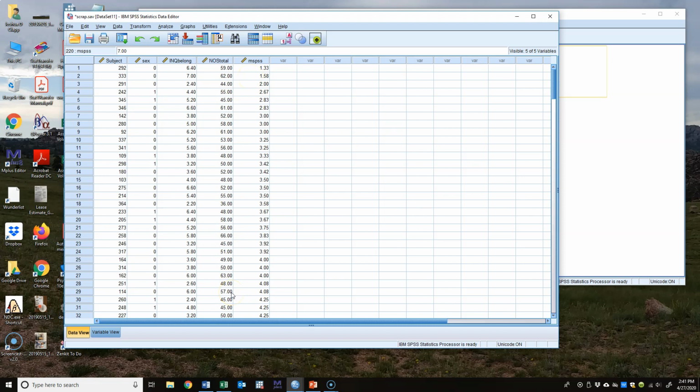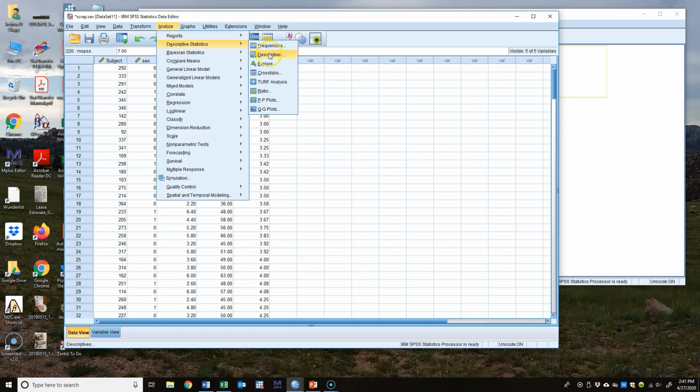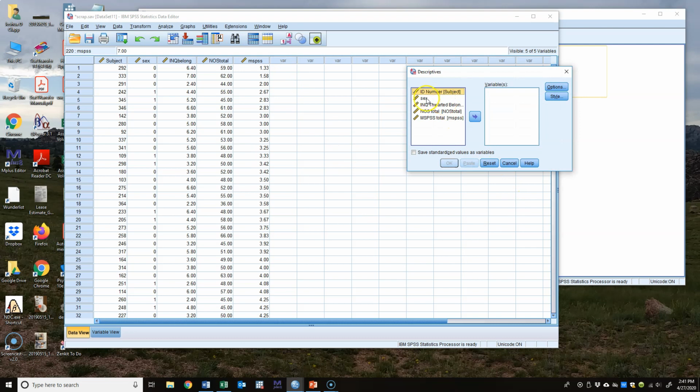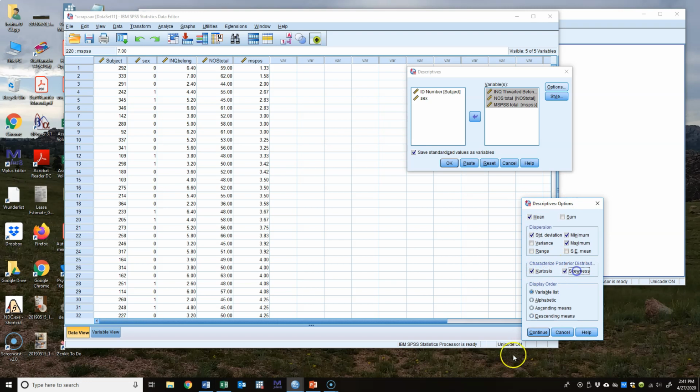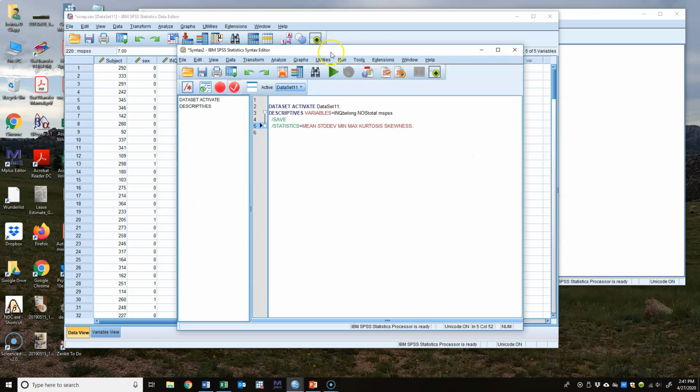So we want to make sure that we're recording those for the write-up that we'll have to do later. Okay, so now I'm going to look at my descriptives. I'm going to look at distributions for my INQ belonging, my NOS, and my MSPSS. I'm going to save standardized variables, and then in options, request skew and kurtosis there. Going to hit continue, paste.